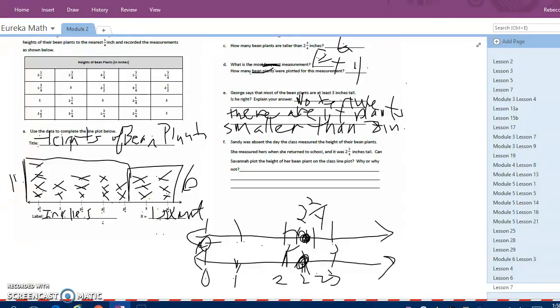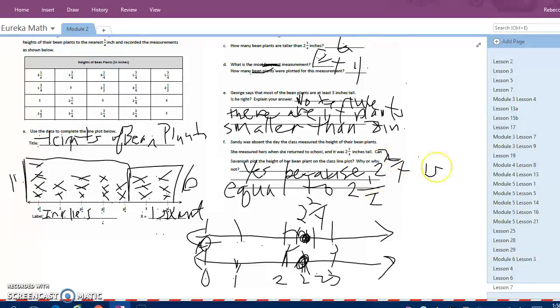So, can she put it on there? Yes, because 2 2/4 is equal to 2 1/2. Okay? This is just really kind of revisiting measurement and fractions in the graphing unit. Okay? So go ahead and get started on your homework for lesson 7.